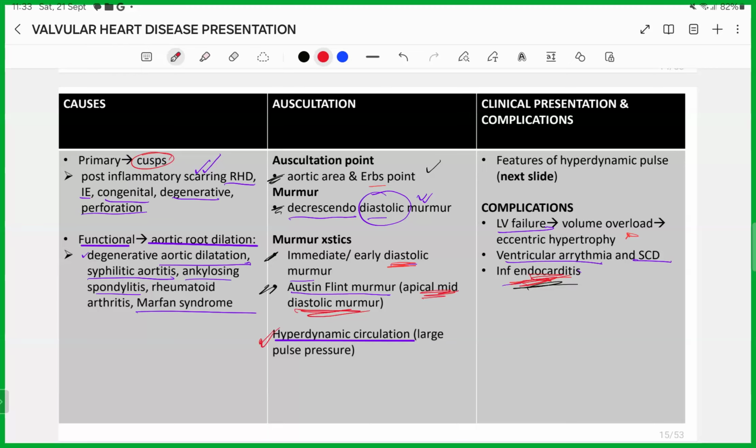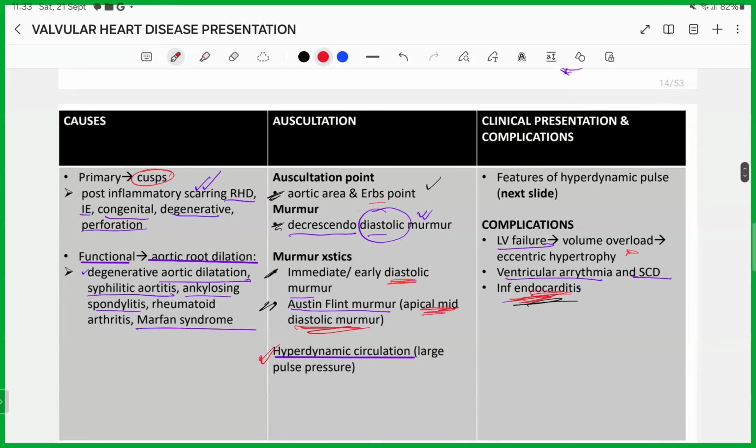So you may have conditions, as I mentioned, aortic root dilation, which may be caused by different things, such as degeneration, syphilis, aortitis, which may lead to an aneurysm, mycotic aneurysms, ankylosing spondylitis, rheumatoid arthritis, Marfan syndrome, among others, may be responsible for aortic root dilation, which is a functional cause of regurgitation.